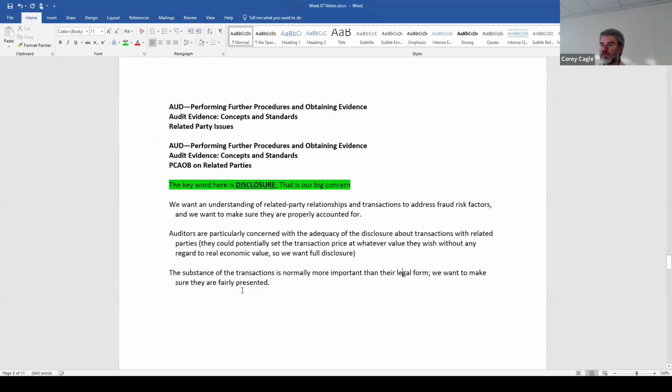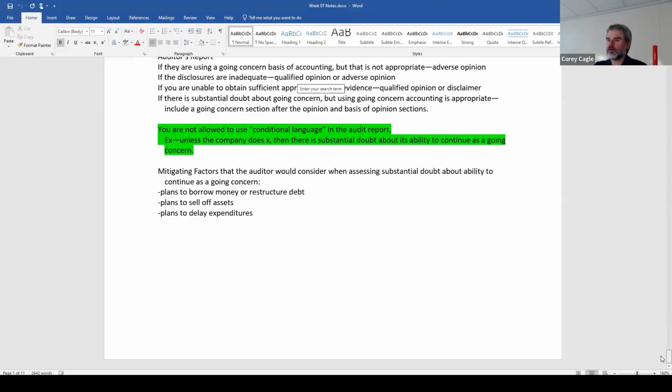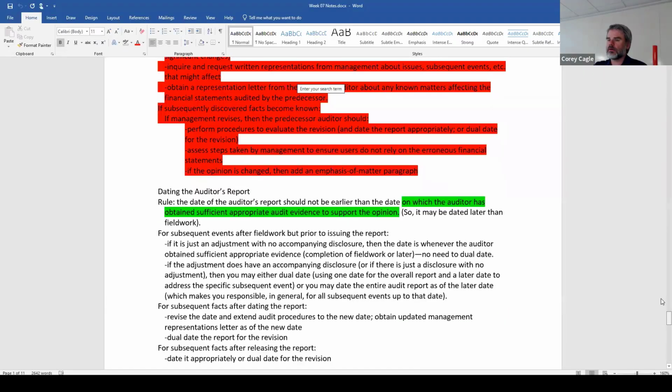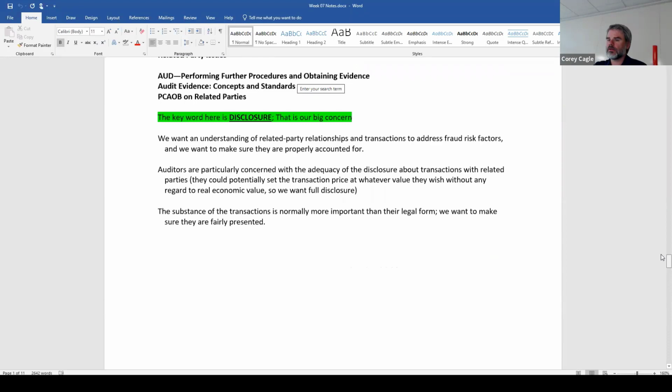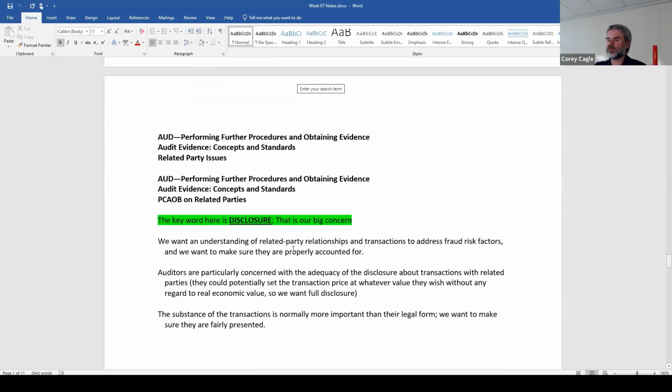PCAOB guidance on related parties. I just kind of combine these into one section. There's nothing new to add. So I just kind of left those as the same section essentially. Related party was the last thing we talked about.